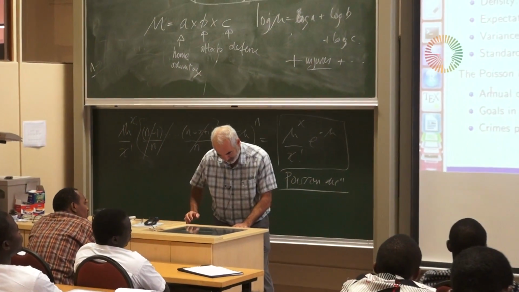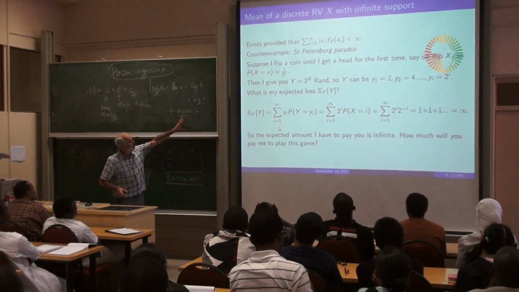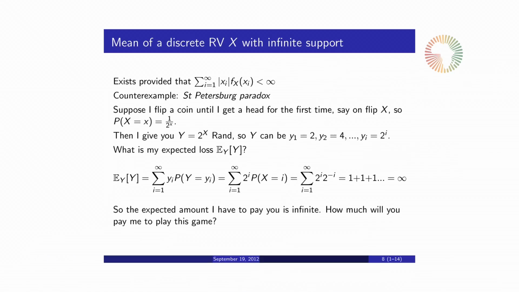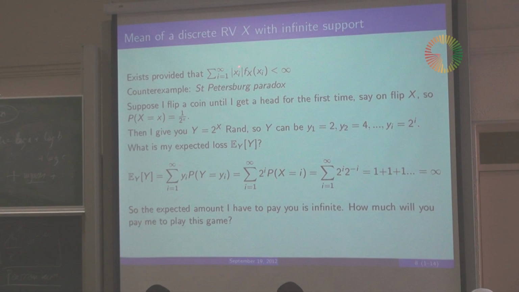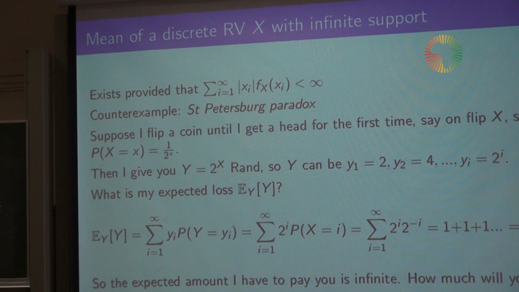Okay. So the Poisson's really important. This is getting back to more technical things, I suppose. The mean of a discrete random variable with infinite support. A Poisson is on all the integers from 0 to infinity. So we have to check whether the mean actually exists. Now the mean exists if the sum of the modulus of the observations weighted by their probabilities is less than infinity. Okay, this doesn't always happen.